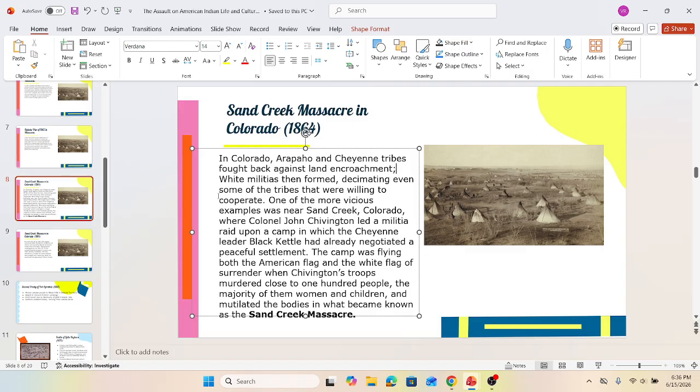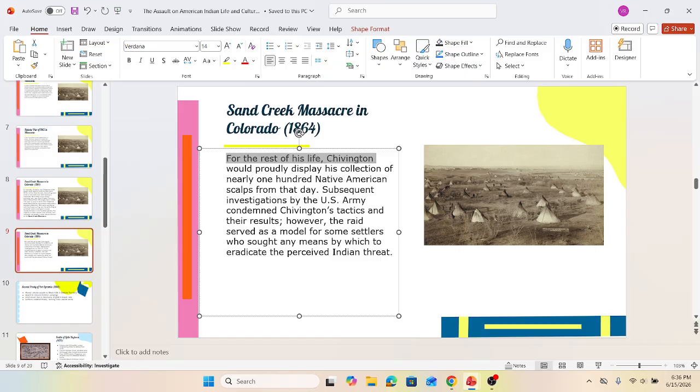The camp was flying the American flag and the white flag of surrender when the colonel's troops murdered close to 100 people in the camp, the majority of them women and children, and mutilated their bodies in what became known as the Sand Creek Massacre. So this is quite famous for its disturbing violence, the discrimination that's clearly at play here, right? Attacked women and children who were not participating in the war in a camp that was openly declaring that they were willing to work with Americans.